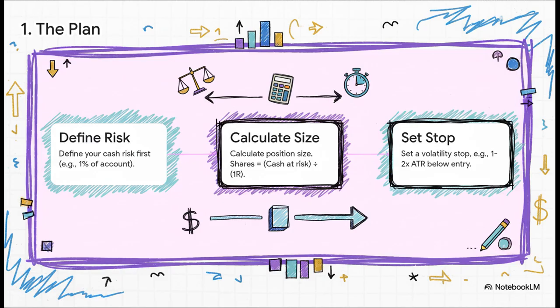All of this happens before you even think about hitting the buy button. You decide on your maximum cash risk, maybe 1% of your account. Then you figure out your 1R based on your entry and stop. Your position size, that's just your cash risk divided by your 1R. See how that ensures every single trade has the exact same planned impact if it fails?